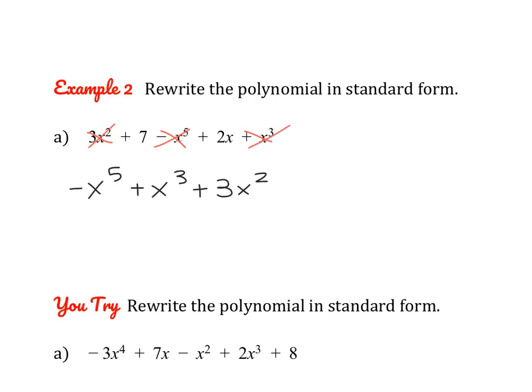And then the last term with a variable is 2x. So I'm going to write that. And then if you have what's called a constant, which is just a number without a variable, that's always going to be last. So plus 7 is last. So you can double check by looking at your exponents. We have 5, 3, 2, 1, and then 0.